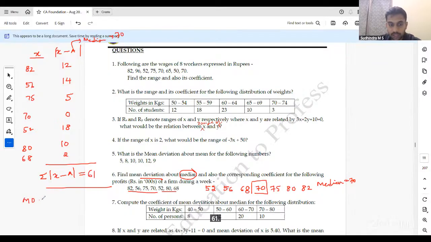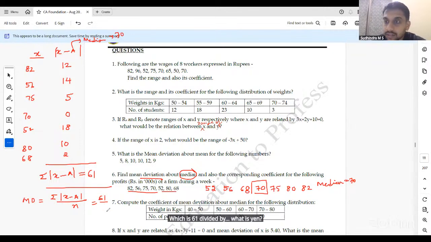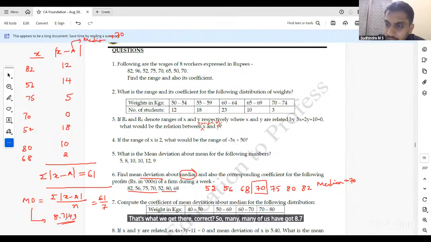So mean deviation is summation of modulus of x minus a by n, which is 61 divided by n. What is n? 7. Very good. 61 divided by 7. Mean deviation is 8.7 points. So many of us have got 8.7143. That's the correct answer, but it is not the perfect answer. Some of us have given the perfect answer also.